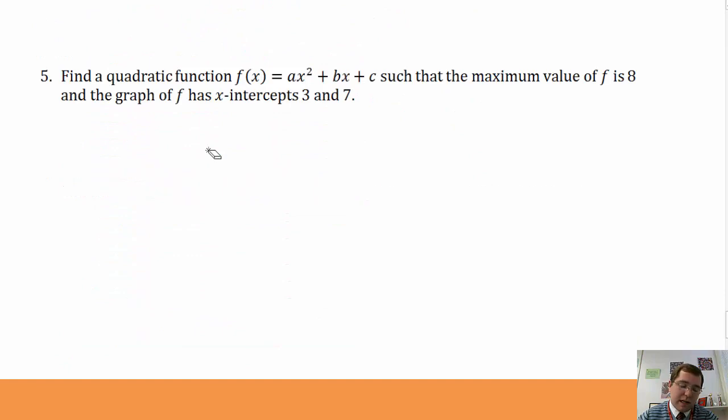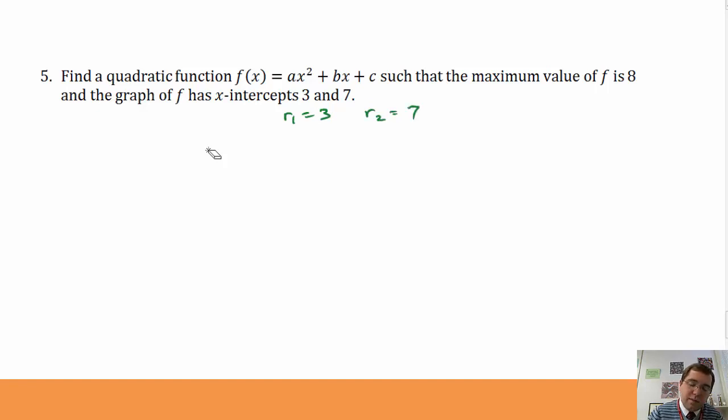Last problem. Find a quadratic function f of x equals ax squared plus bx plus c such that the maximum value of f is 8 and the graph of f has x-intercepts of 3 and 7. This time I'm writing a function instead of an equation, but it's almost entirely the same thing. If the x-intercepts are 3 and 7, then those are the zeros of my equation, and the zeros of my equation become the roots of my equation. So really this is telling me that r1 is 3 and r2 is 7.